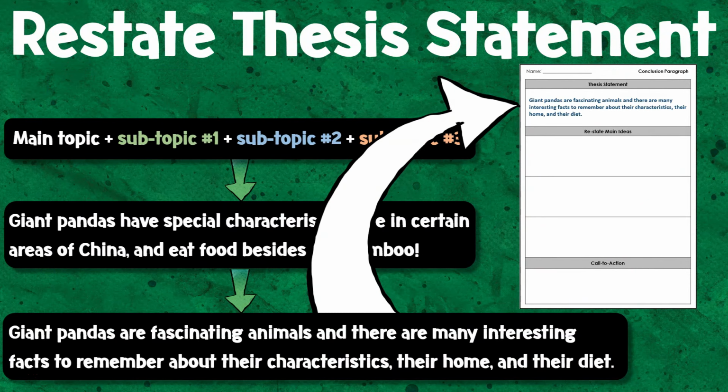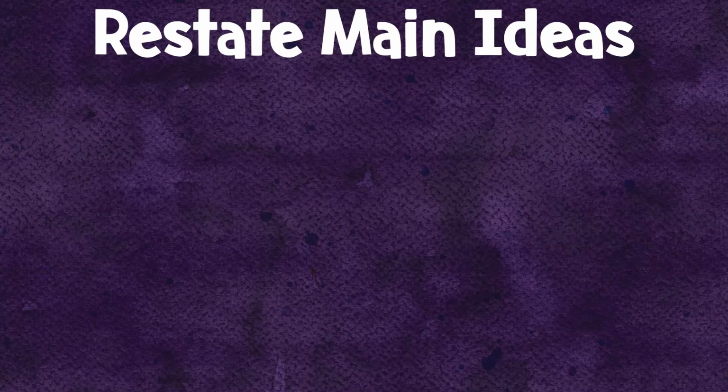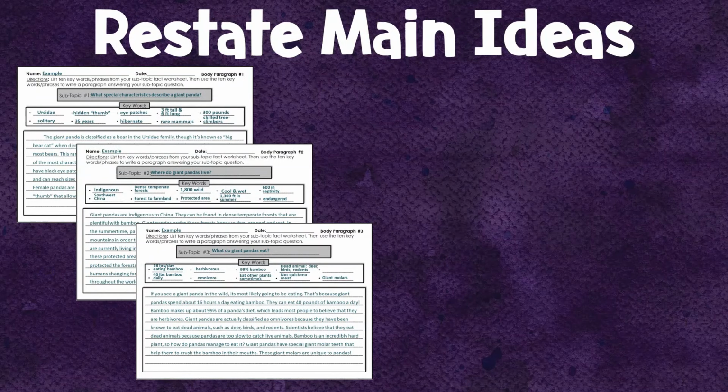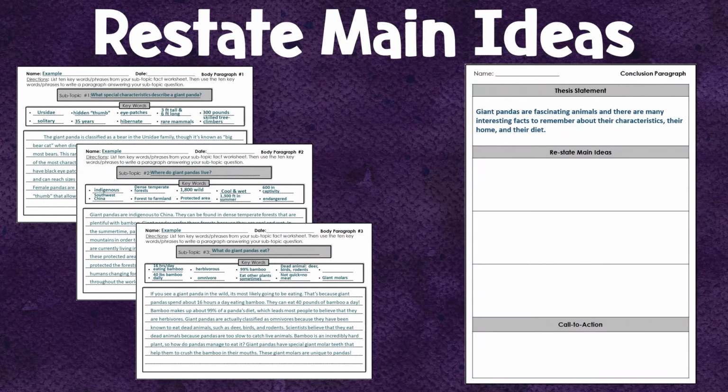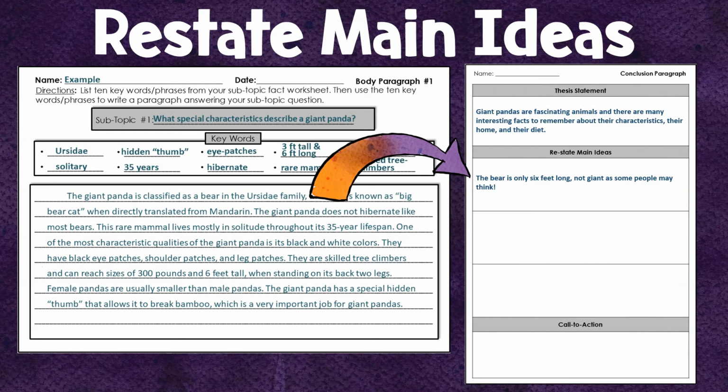Now let's look at restating main ideas. We're going to restate our main ideas by using our body paragraph worksheets. Let's look at the first one. So body paragraph number 1, I'm going to focus on subtopic number 1. What special characteristics describe a giant panda? It may be helpful to reread what you've already written to remind yourself what you have already used. Because again, you don't want to use the same fact twice in your paper. As I reread it, I realized I didn't use this statement, and so this is what I wrote.